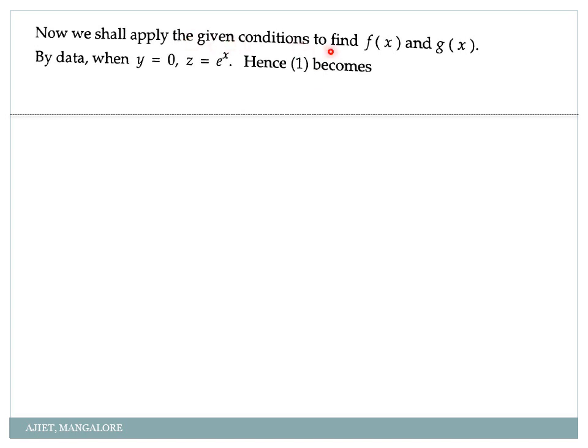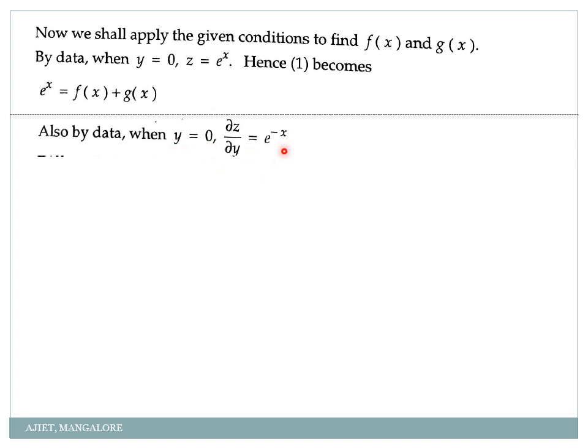So now we shall apply the conditions to find f(x) and g(x). By the data, my first condition was when y is 0, z is e^x. So equation 1 becomes e^x equal to, with y = 0, e^y is 1, e^(−y), that is e^(−0), is also 1. So I get e^x = f(x) + g(x). Both the constants remain as they are. Don't worry, I have another condition. What is that?